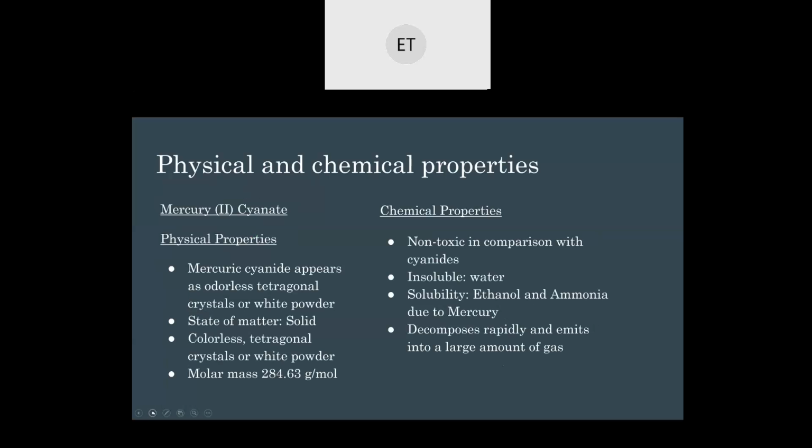So for physical and chemical properties, for cyanate, some physical properties are that mercury cyanide appears as odorless, tetragonal crystals or white powder. Its state of matter is solid. It is colorless, tetragonal crystal, or white powder, like I said. And its molar mass is going to be 284.63 grams per mole. Some of the chemical properties that we found are that it's non-toxic in comparison with cyanides. It's insoluble in water, and its solubility is going to be in ethanol and ammonia due to mercury, and it decomposes rapidly and emits a large amount of gas.